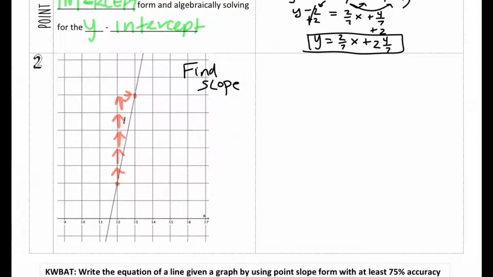So we get 5 over 1. So right now I know my slope is 5 over 1. I can also just write 5. And the second thing I need is a point.